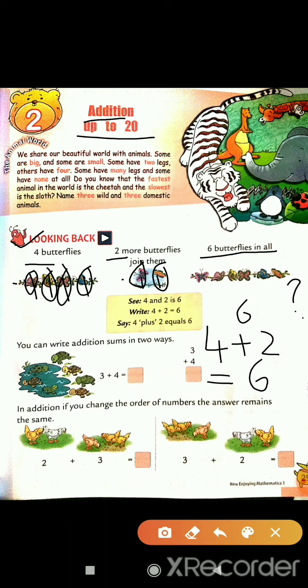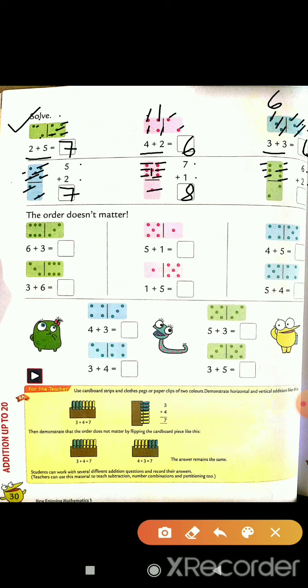1, 2, 3, 4, 5, 6, 7, 8. So how many dots total? 8. So 7 plus 1 is equal to 8. Then 6 plus 2. So 1, 2, 3, 4, 5, 6, 7, 8. What is the answer here? 8. Got it, students? Now the next is the order doesn't matter.